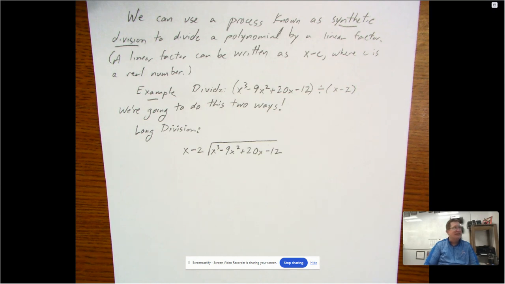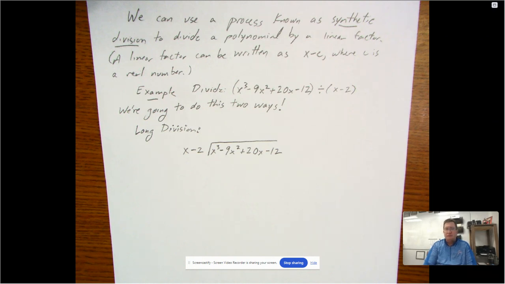All right, so today's lesson is on something called synthetic division, and we'll use synthetic division to divide polynomials by linear factors. And what we mean by linear factors is a factor that could be written as x minus some real number. Okay, and so we can't use this to divide by, say, x squared plus 4 or something like that, but we can use it to divide, as the example that you're about to see shows, by something like x minus 2.